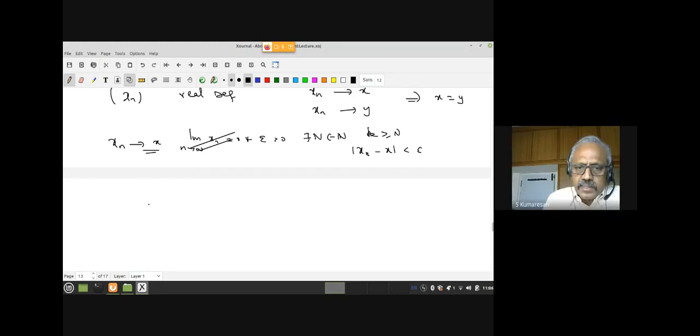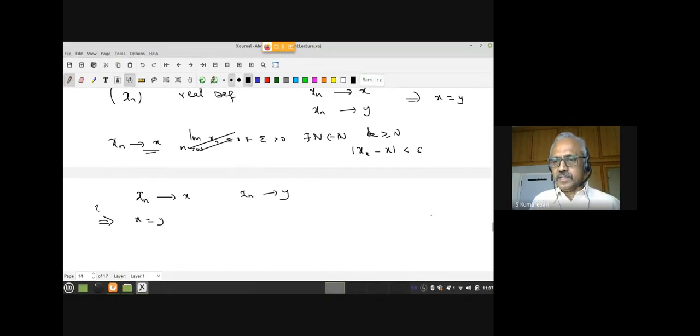Now, I have xn converging to x as well as xn converging to y. Then I want to say x equals y. This is what I want to prove. Remember yesterday I said in analysis you rarely prove a equals b. When I want to prove a equals b, I said I will prove mod a minus b is 0, and this also I don't prove. I will prove that for every positive epsilon, mod a minus b is less than epsilon.